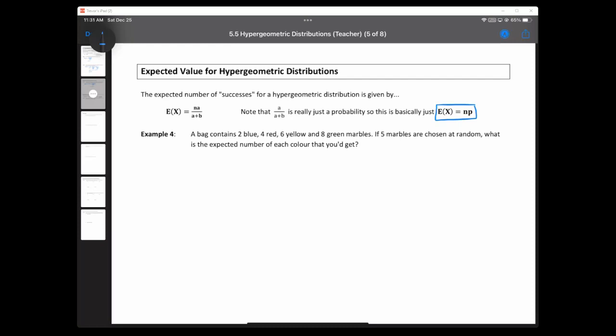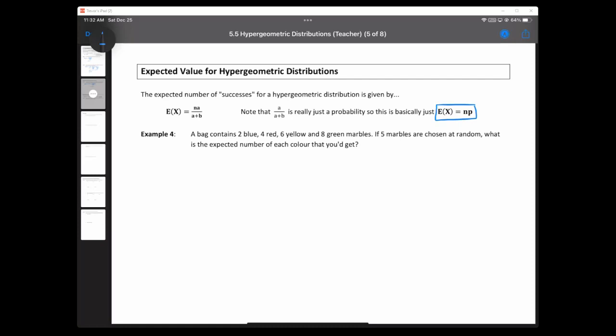All this is saying is that, well, in this example, example 4, we have a bag containing blue, red, yellow, green marbles. It's just saying if a quarter of the marbles are red and I choose a bunch of marbles, I'm expecting a quarter of the ones I choose to be red. That's all that equation says, n times p. So in this particular example, we do have the 2 blue, 4 red, 6 yellow, and 8 green marbles, and we're going to choose 5 marbles at random, and we want to know the expected number of each marble that we'll get.